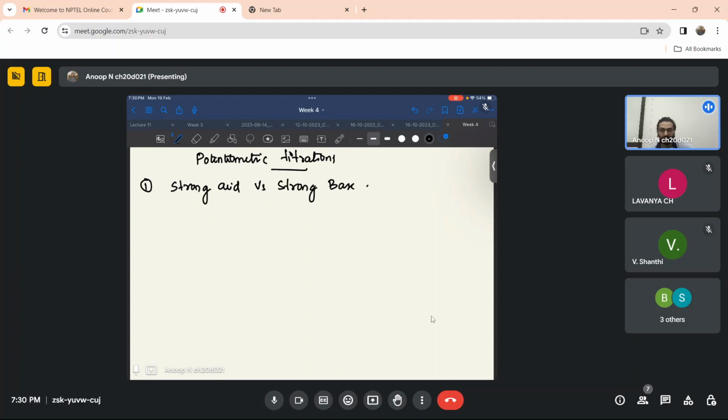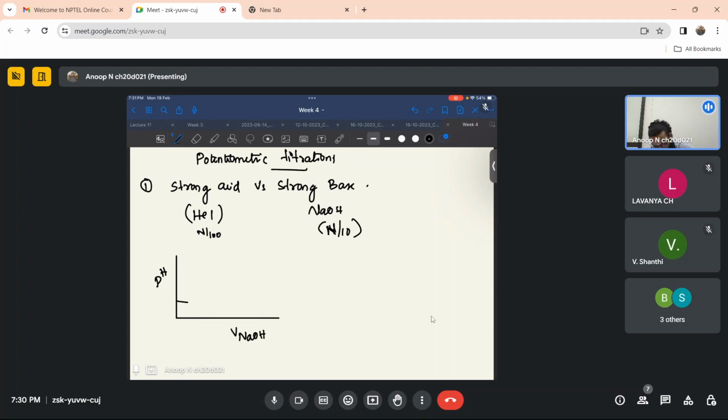So how does the curve look? We have taken the example HCl of N by 100 something like that, then NaOH of N by 10. Initially the standardization using oxalic acid was done to find out the normality of NaOH. So the qualitative curves will be, first we'll plot pH versus VNaOH.